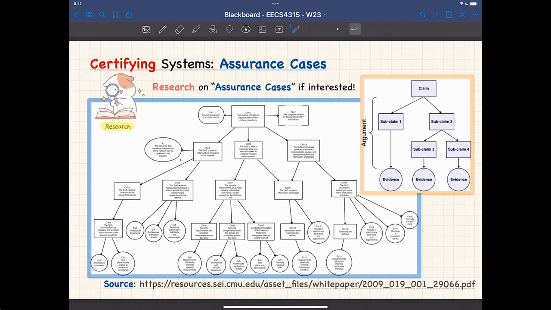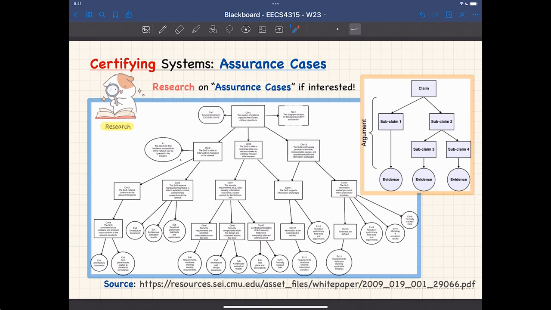Let's say you don't really want to do just formal methods. You may try to do something called assurance cases. I won't talk too much about it. It's really worth another course, but I'll give you some flavor. For those of you who want to explore deeper, feel free to Google, or at least start from this paper, which I'll make available. You can find the link over here. You can do a little more research for yourself. It's optional, not required.